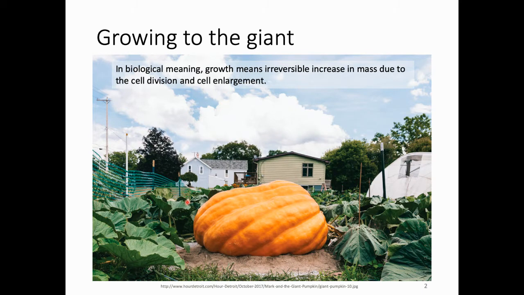Plants can grow into very big structures, like the pumpkins in this picture. I think it's at least 100 kilograms. In biology, growth means an irreversible increase in mass due to cell division and cell enlargement. This simply means that it happens either by more cells or bigger cells.